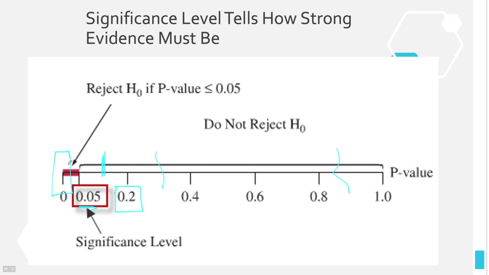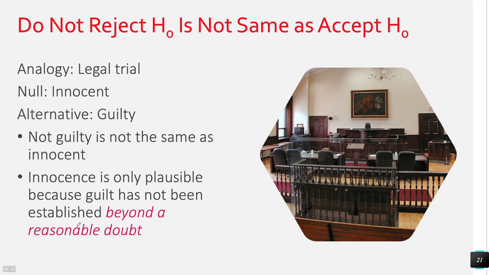And then 0.005 would be much stronger than 0.05, of course. And 0.0005 would be even stronger. So you get stronger the more you go towards zero here. And this is sort of like a legal analogy.